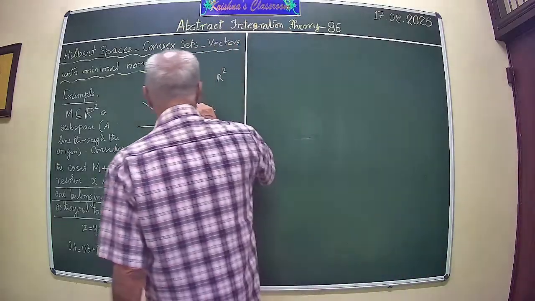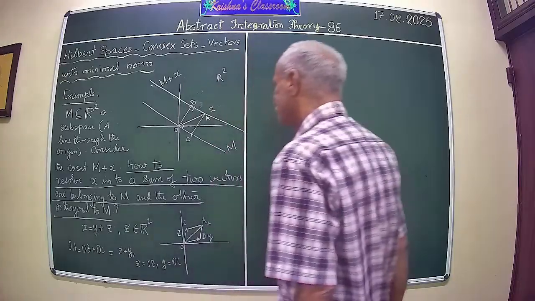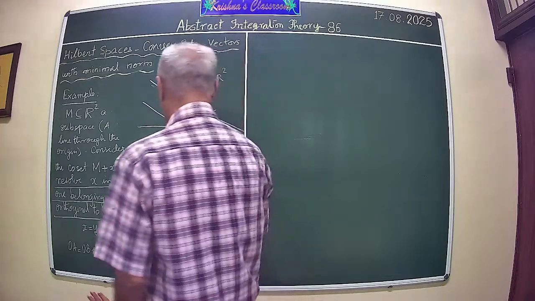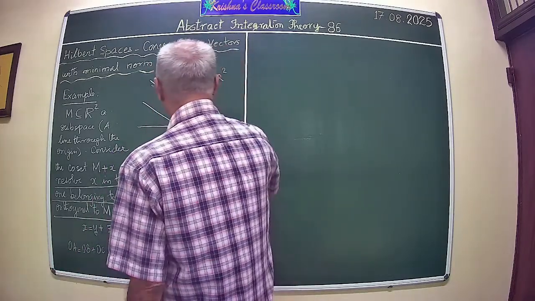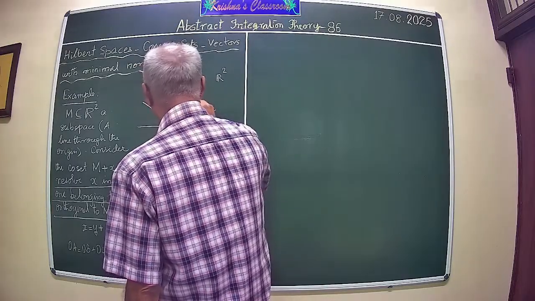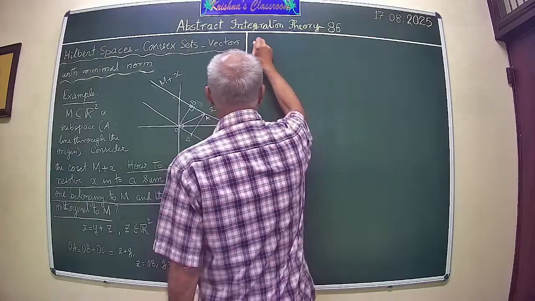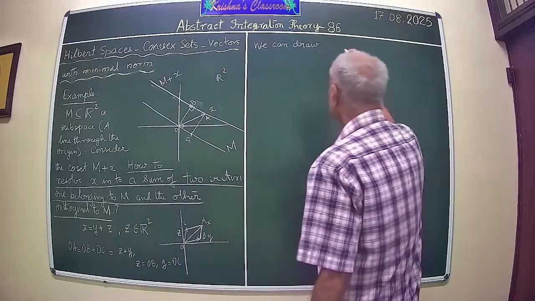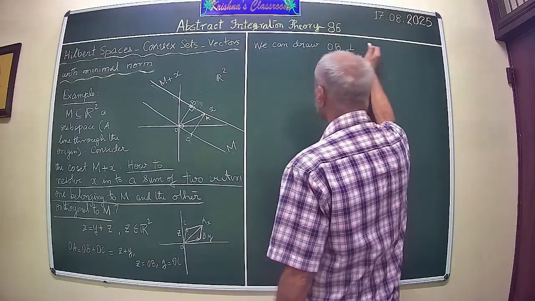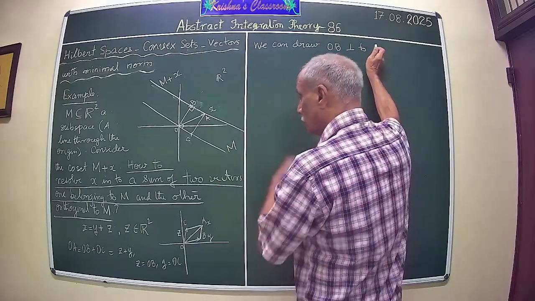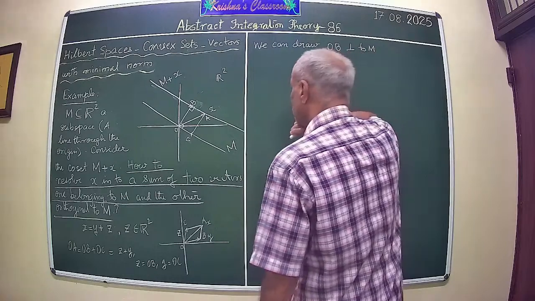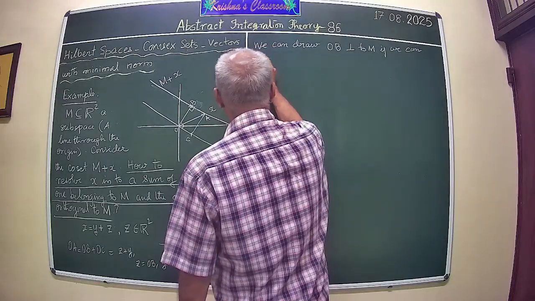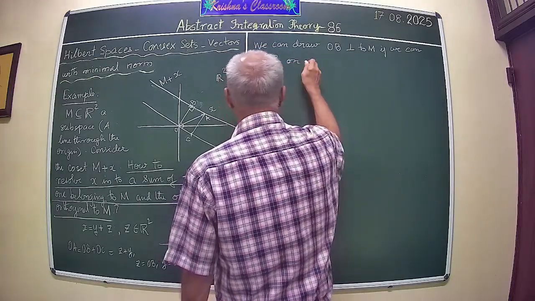But now the problem is how to draw the perpendicular. How to draw the line perpendicular to M. I mean, you know that such a vector exists, but how do you fix that? It is fixed provided you are able to fix the point C. Now, we can draw OB orthogonal to, perpendicular to M, if we can fix B on M plus x.